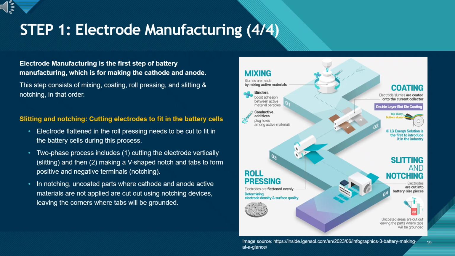Here, the machine removes the uncoated regions of foil while leaving clean corners where the current collecting tabs will later be welded. These cutting operations look simple, but edge quality is critical. Poor slitting or notching can create burrs, particles, or dimensional errors that increase resistance or even lead to internal short circuits. So this step is where we turn a continuous electrode roll into precise, cell-ready pieces with controlled geometry and clean edges.